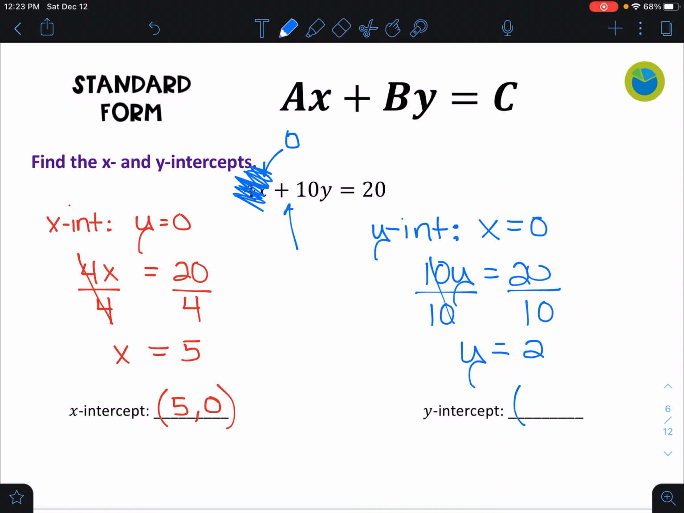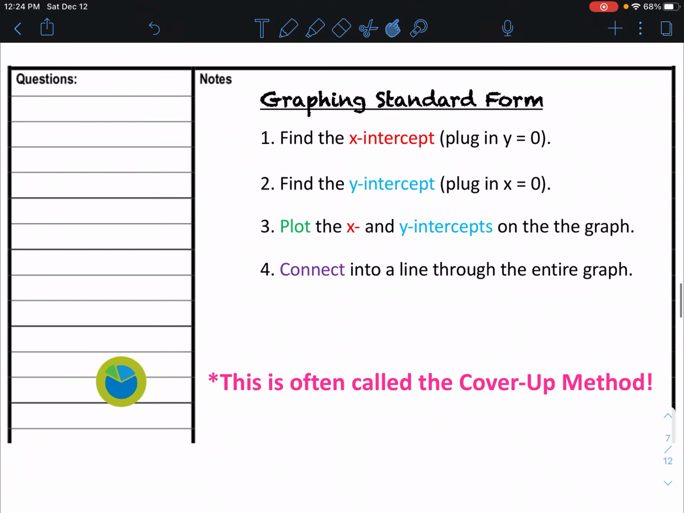Now I'm going to write my ordered pair. Now this time it's going to be backwards. X is 0 first, and then 2. And that's my y-intercept. And like I said before, we were often just writing y-intercept 2. But these are my two x and y-intercepts, and we used something called the cover-up method to get there. And really what we're doing is plugging in 0 for y for x-intercepts and 0 for x for y-intercepts. Okay, so we're going to use this fact to help us graph now. And you'll see it's not so bad.